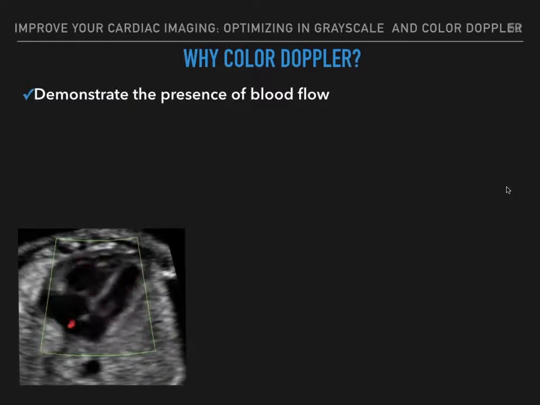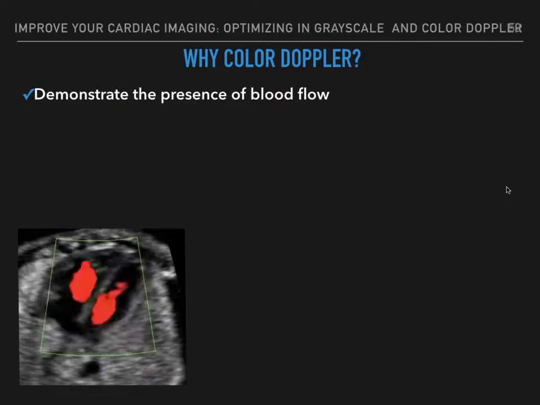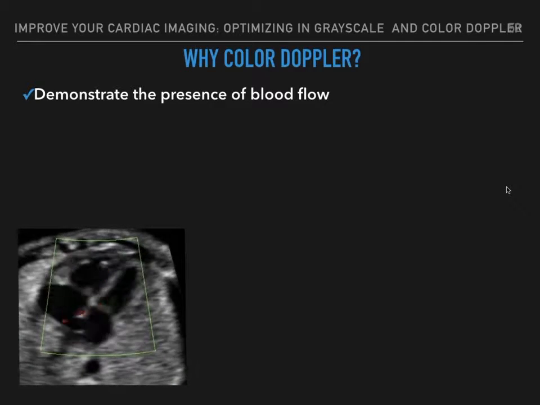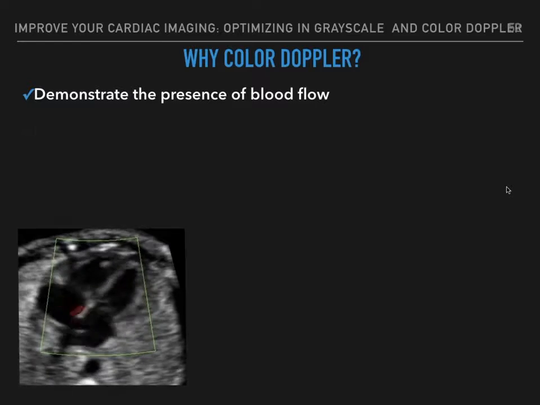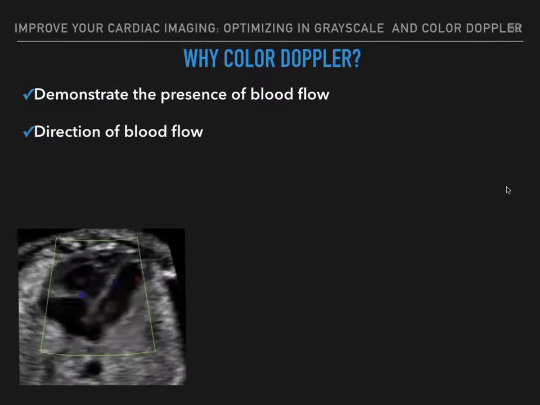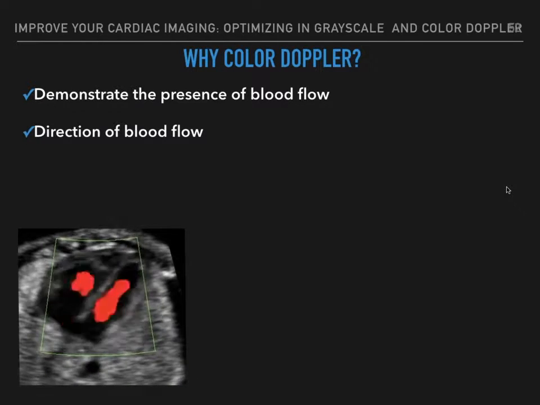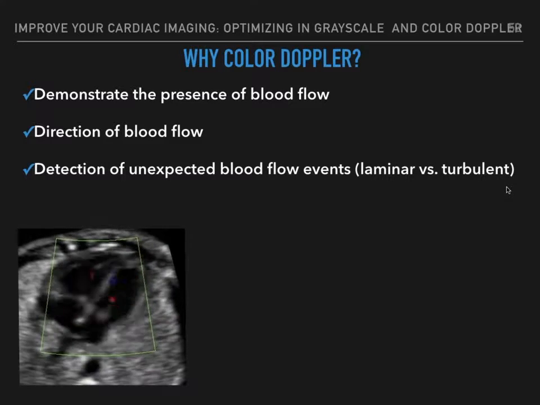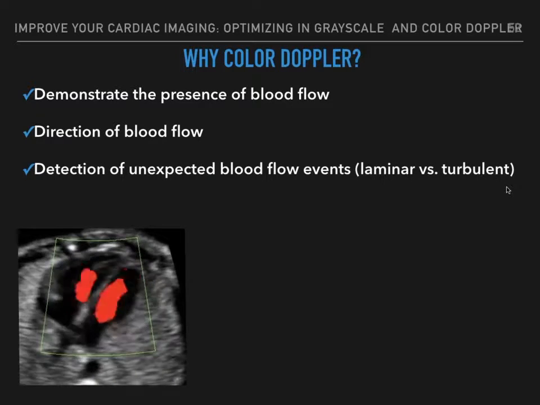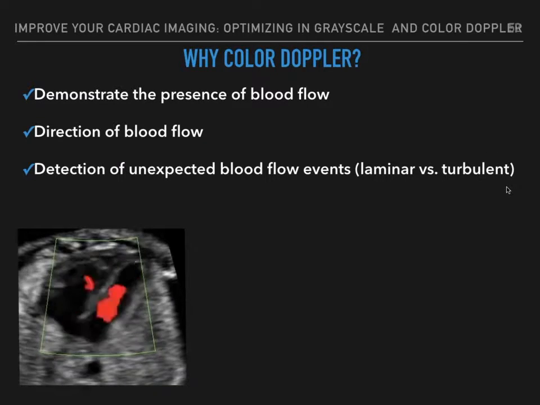For one, it does demonstrate the presence of blood flow, so being able to determine perfusion across the valve, whether the valve is either atretic or dysplastic. It also demonstrates the direction of blood flow, whether blood flow is antegrade or retrograde going through the aortic arch or through the valves. Also, detection of unexpected blood flow events, such as shunting across a ventricular septal defect, or if there's laminar or turbulent flow going through the valves or the arches.